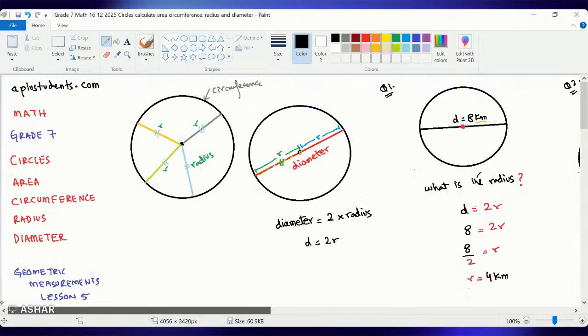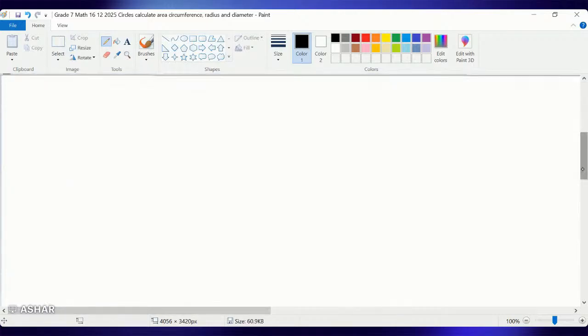And the next question says, the circumference of a circle is given to us. Circumference is 18.84 inches, right? They've given us the circumference, and what they're asking us is to find the diameter. What is the diameter? Okay, we are trying to find the diameter.